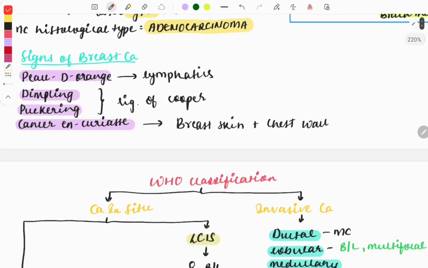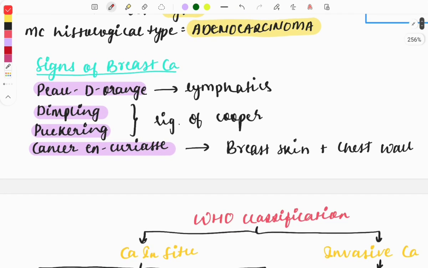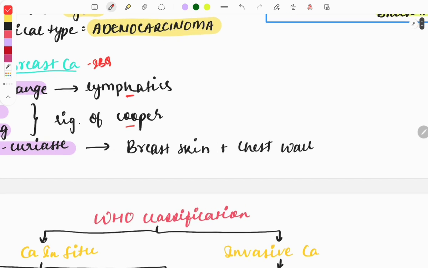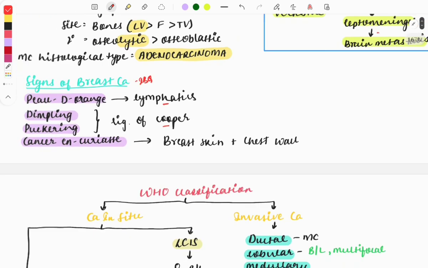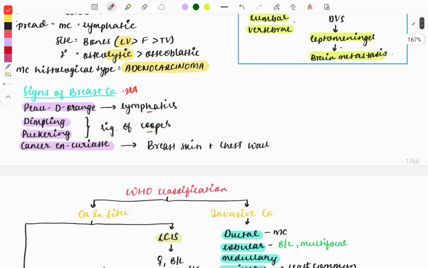Then moving on to the signs of breast cancer, image based questions have also been asked, so do look at the images of these breast cancers. Peau d'orange: the breast will look like an orange, there will be multiple dots like this present on the breast. Then dimpling, puckering, involvement of the ligaments of Cooper, and involvement of the lymphatics. Cancer en cuirasse is when the breast skin is involved along with the chest wall. Okay, so these are the important signs seen in case of breast cancer.